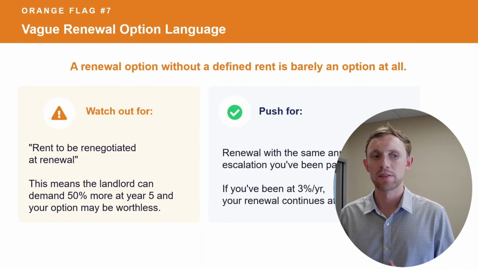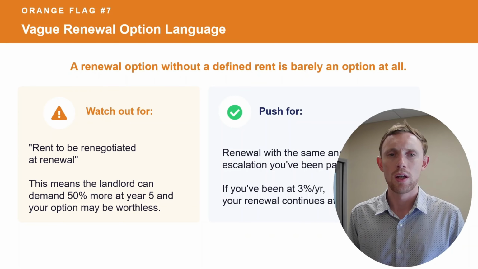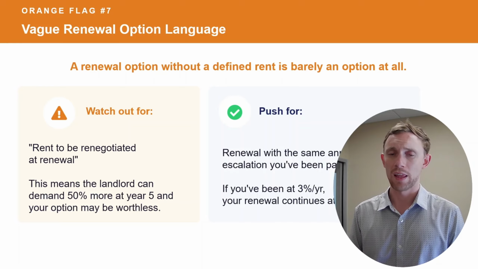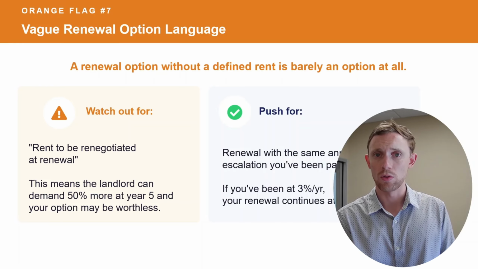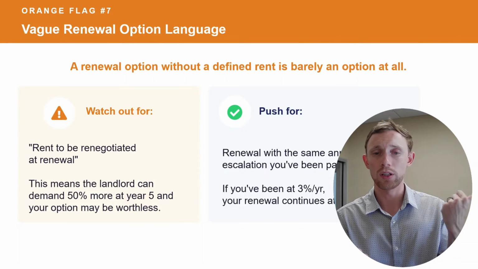Because if that lease says rent to be renegotiated at renewal, or except for rent, that means that maybe the landlord thinks, oh, rent's gone up 50% in that time. And they can come at you with that new number. Well, now it's up to you. So, if you don't agree to that new rent number, you have to leave.